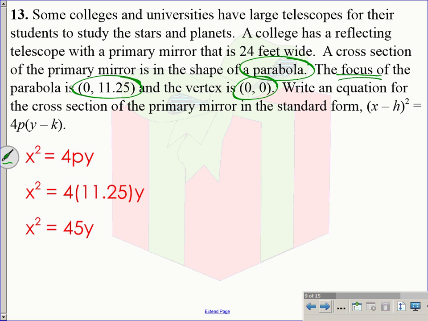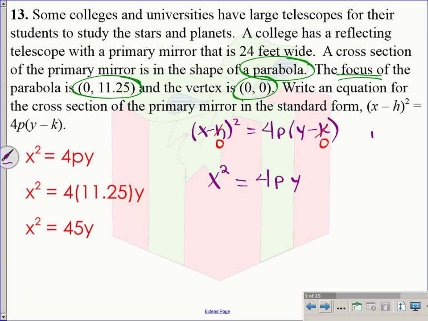Write an equation in conic form, x minus h squared equals 4p y minus k. Well, you should recognize this is the equation of the parabola. The only added parts are the h and k, which are your vertex, but they tell us those are 0, 0. So we're still dealing with our regular x squared equals 4py. Now remember, p is the focus.